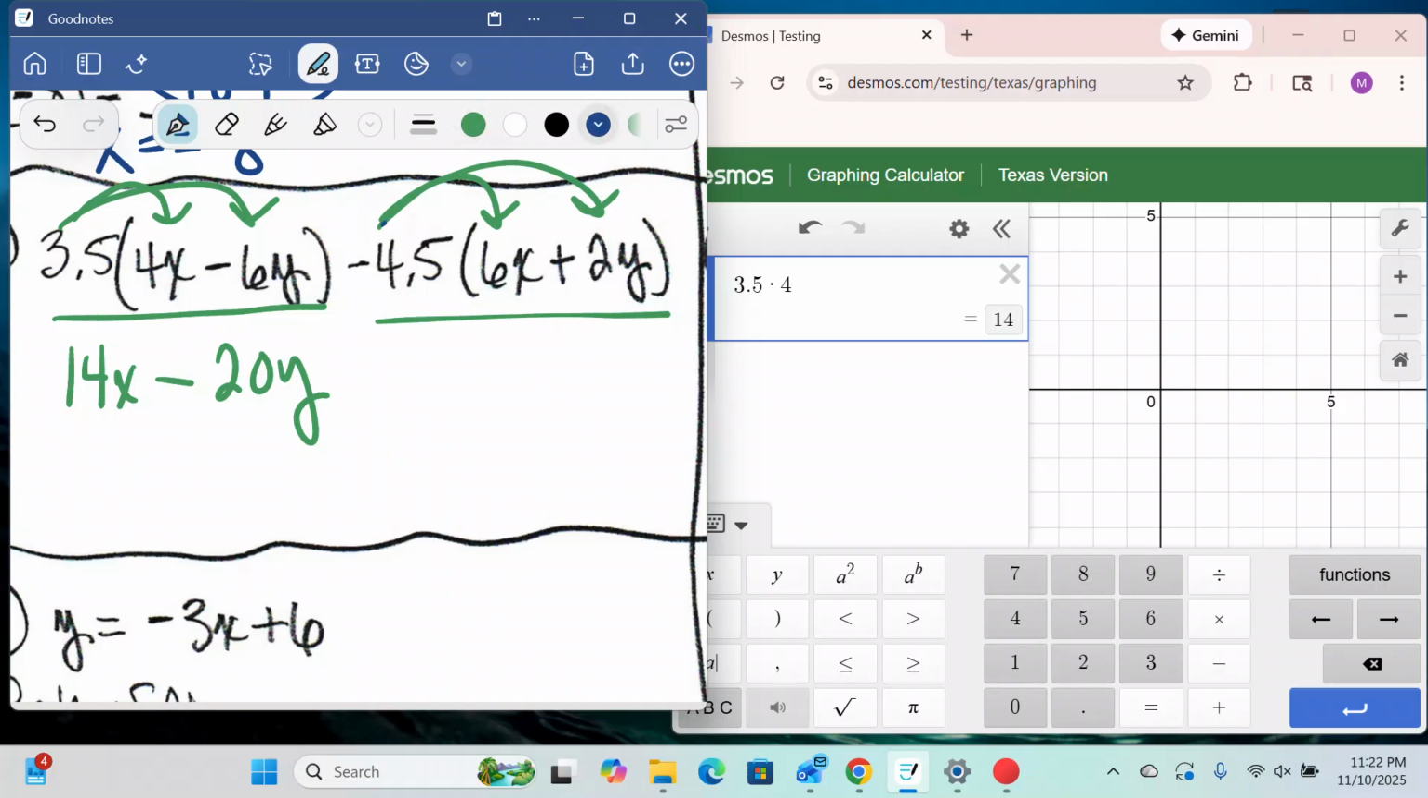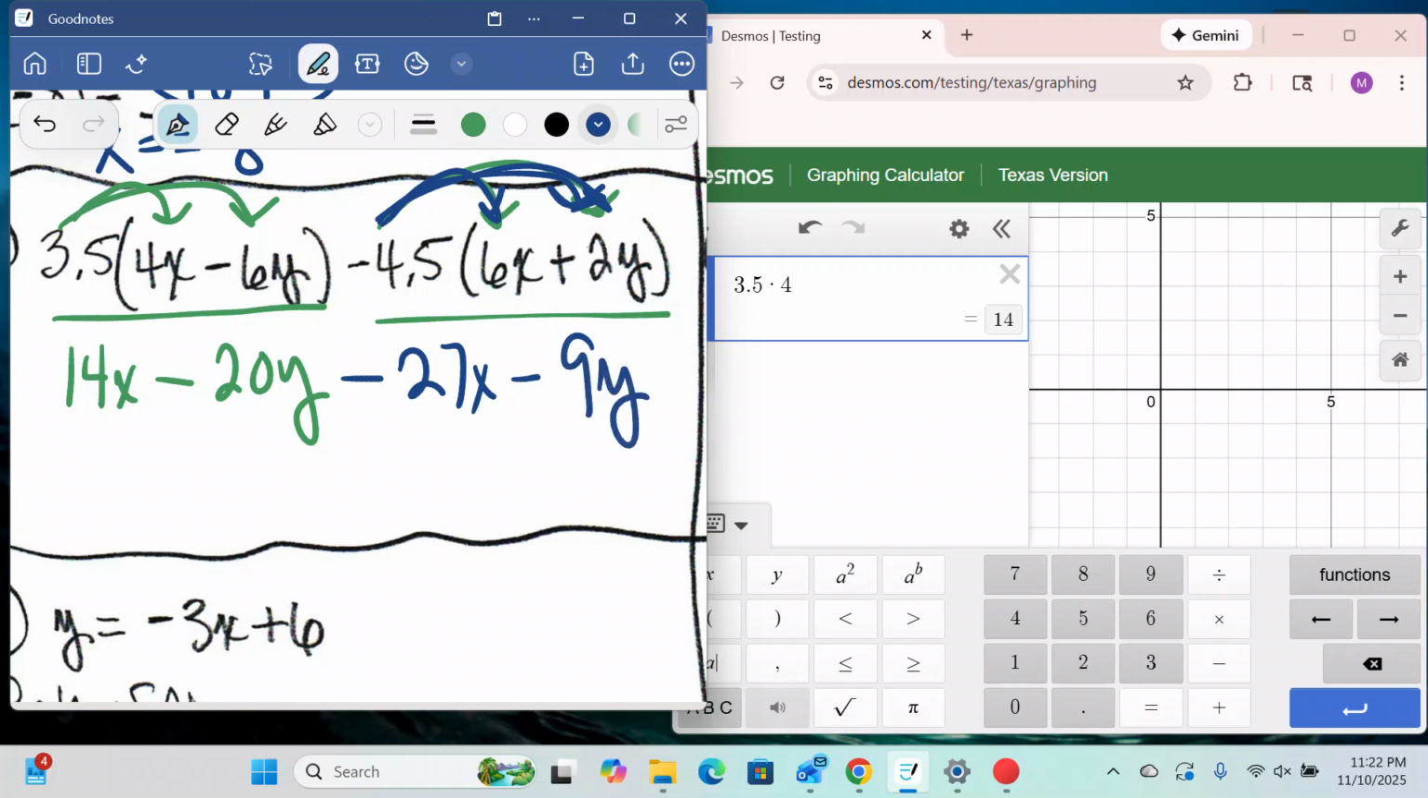And then I'm going to distribute here into here and here into here. So negative 4.5 times 6. It's going to give me a negative 24, 25, 26, 27x. And distribute this last one into the last one. It's going to give me negative 8. And then half of that is negative 9y.